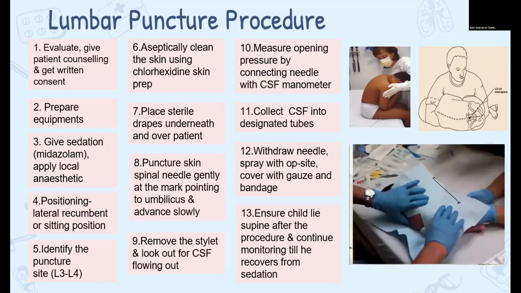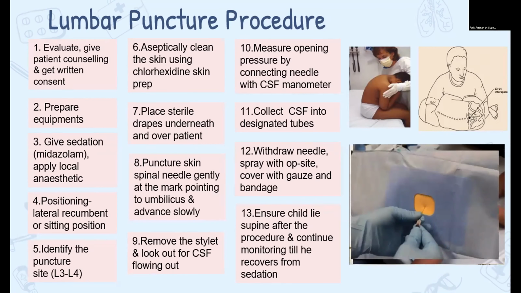Then we clean the skin at the puncture site with chlorhexidine and place dry drapes underneath the patient and over the patient with a hole. We puncture the skin using the spinal needle gently at the marked point, pointing to the umbilicus, and advance slowly, very slowly.